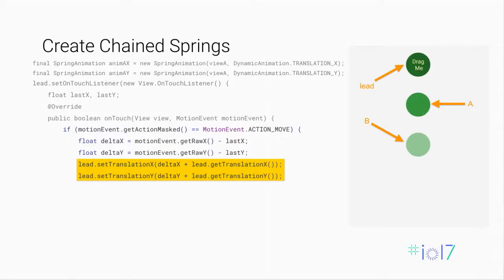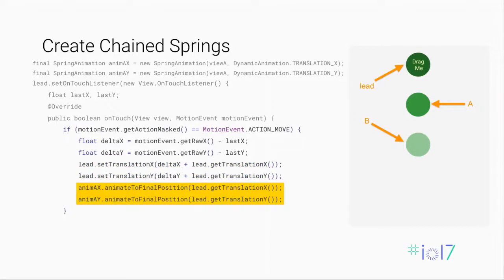Once the lead view's position is updated, we want to update the animation for A, so it appears like A is following the lead. And here we're going to use a method called animate to final position. And we haven't seen this method before. It acts one of two ways. If the animation is not yet started, this method would set the final position for the animation and start the animation. If the animation is already running, then this method would just update the final position for the animation.